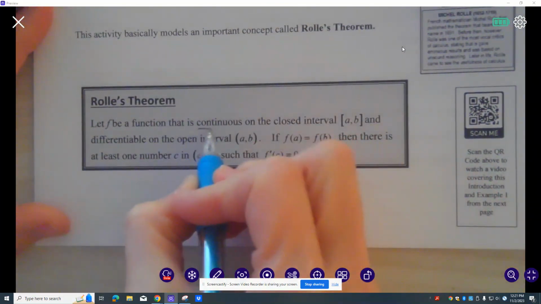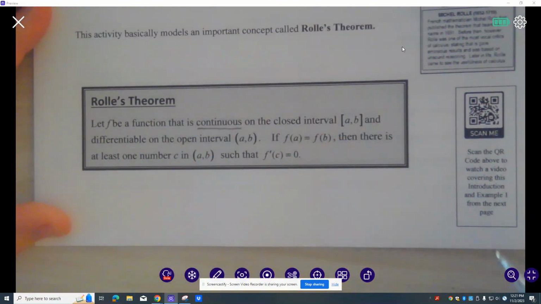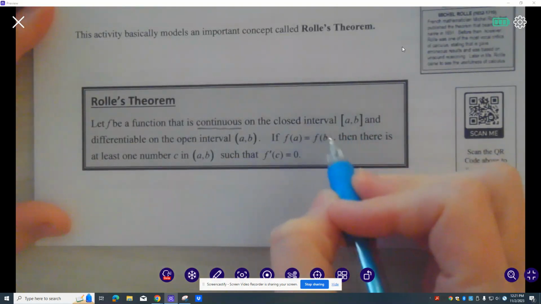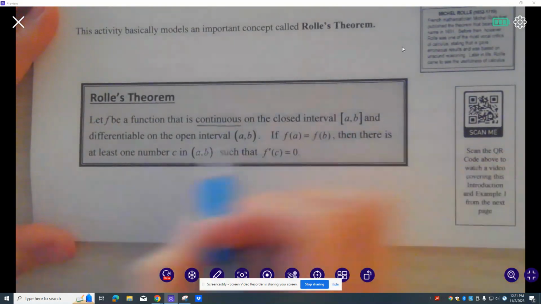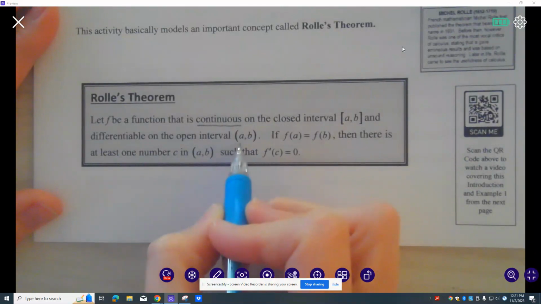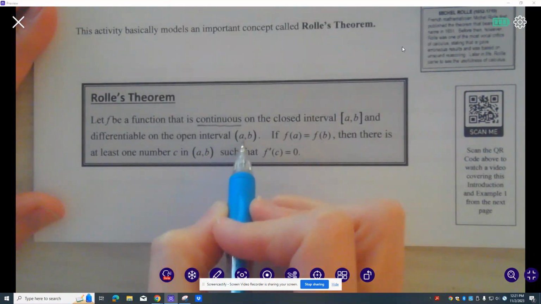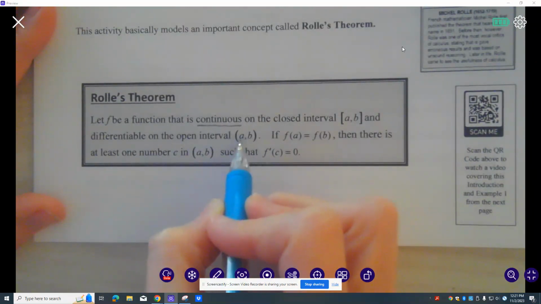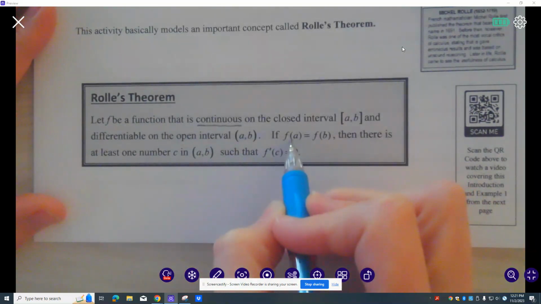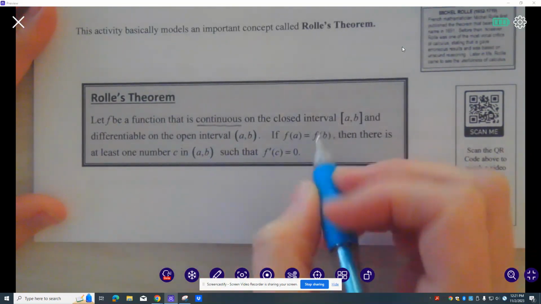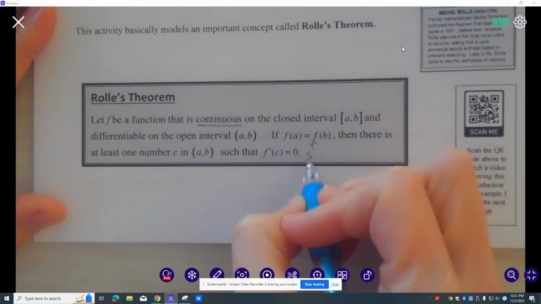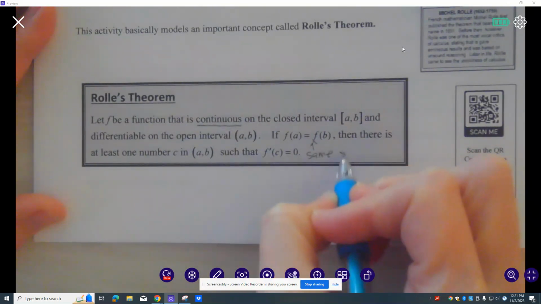So if you're using Rolle's, you first have to say you're continuous. This is on a closed interval. Remember, these are x values. And differentiable on the open interval, so differentiable everywhere except the endpoints. So if f of a equals f of b, so this is the same y values that we did.